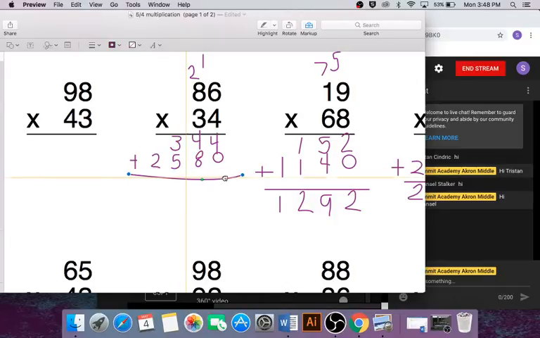4 plus 0 is 4. Four plus 8 is 12. Down the 2, we're going to carry our 1. 5 plus 3 is 8, plus 1 is 9. And then 0 plus 2 is 2. So our answer is 2,924.